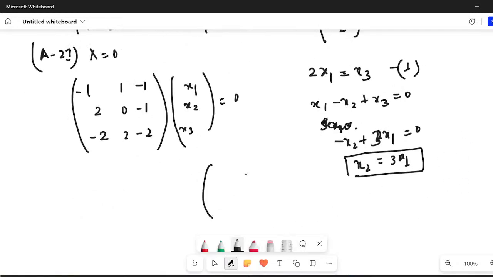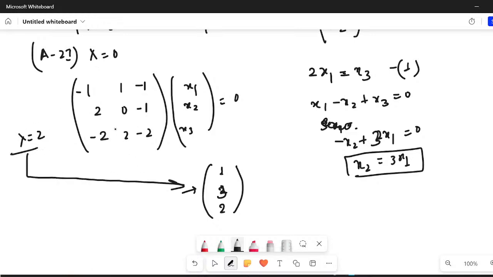my eigenvector would be, if x1 is 1, then x2 would be 3, and x3 would be 2. So this is one of the eigenvectors. Clearly remember that for lambda equal to 2, I have only one eigenvector, because the other equation that will be formed is actually linearly dependent on this. So basically this and this part will yield the same equation.